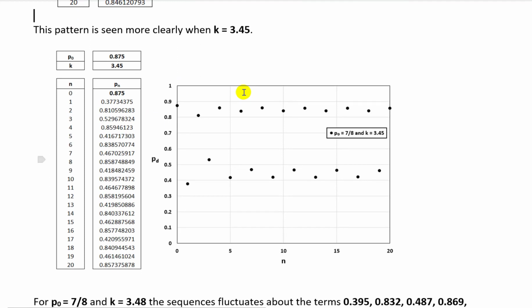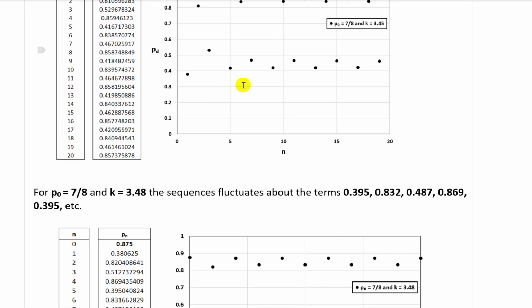All right, so moving forward, this pattern is seen more clearly when k is 3.45. Here you can notice the distinct patterns, or the distinct branches. Here is one side, one over here, and then this one here, and then this one like that. You can see that one's at 0.85, 0.46, 0.84, 0.42, and then 0.85. So 0.85 and 0.84 are over here, and this one is 0.46 and 0.42, which is more spread out.